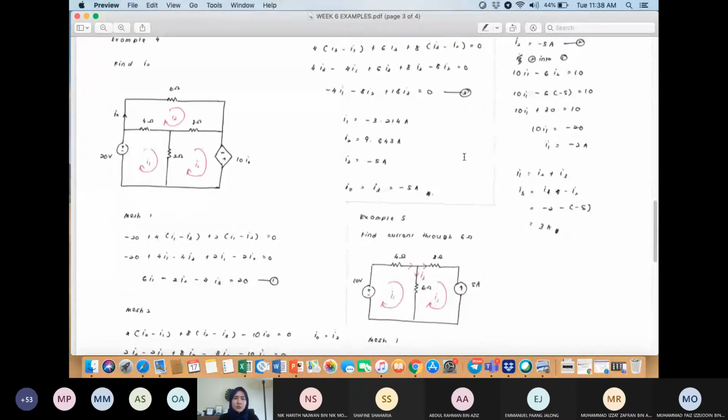Use your calculator to solve the three simultaneous equations. You can directly get I1 equals negative 3.214 ampere, I2 equals 9.643 ampere, and I3 equals negative 5 ampere. However, the question asks you to find I0. But before this, we already know that I0 equals I3. So basically, I0 equals I3 equals negative 5 ampere. So the final answer is I0 equals negative 5 ampere.